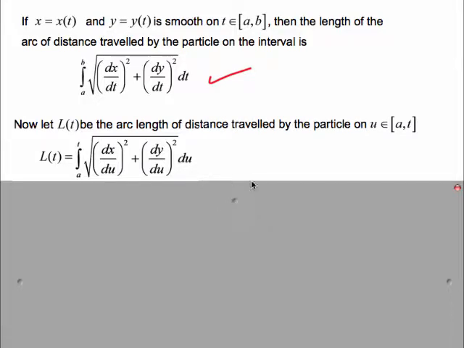We're going to define L of t to be the arc length of distance traveled by the particle from a to t. So L of t is the definite integral from a to t of our formula above, and I'm just replacing this t with u since I'm using t in a different aspect right here. Okay, but it's the same formula. It's the length of the arc from a to t.